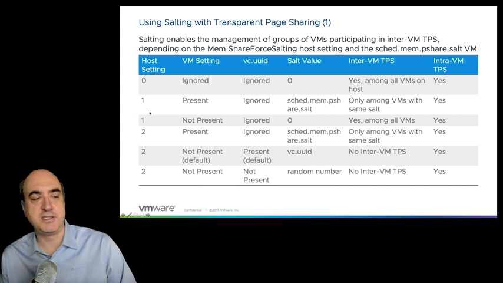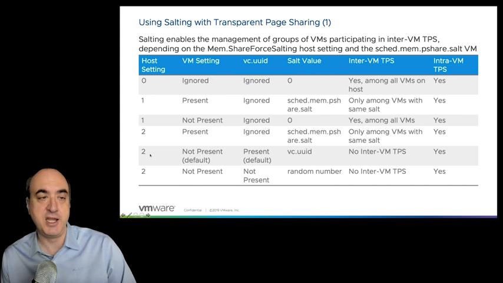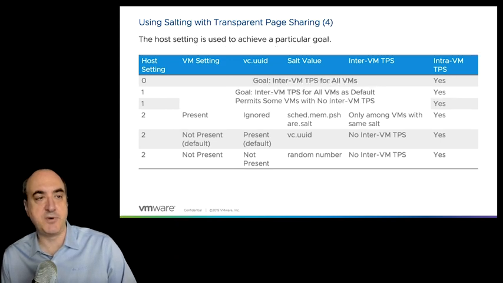Basically, setting this to 1 says, we're going to share as a default and block when you choose which VMs are to share. All right, so you allow for everybody and set exceptions for a couple. The other approach, setting this to 2, basically says block for everybody, and you can allow for a couple by setting your own custom sched.mem.pshare.salt. And that's basically what our next slide shows.